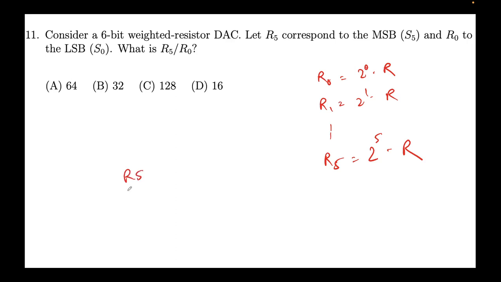We are required to find R5 over R0. So that's 2^5 times R over 2^0 times R. 2^0 is 1, so that turns out to be 32. So the 11th answer is B.